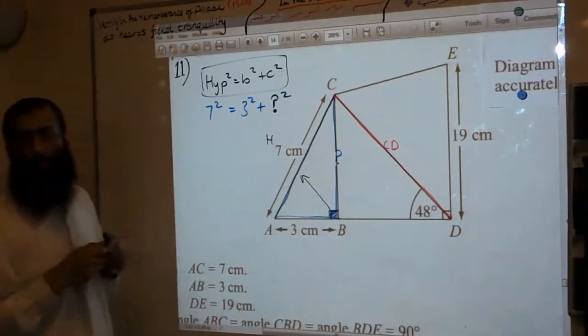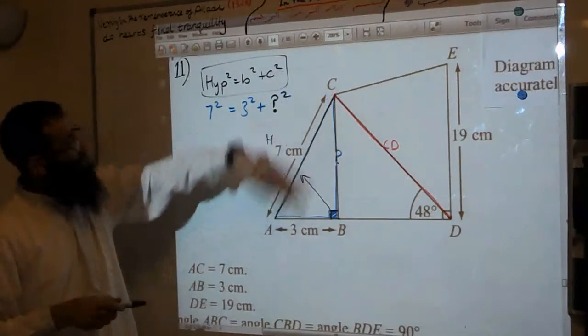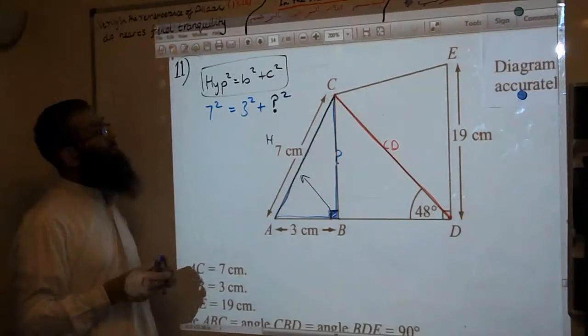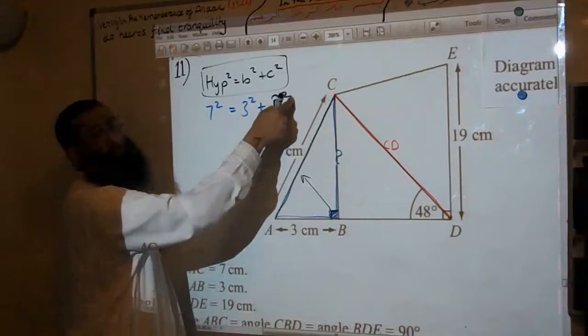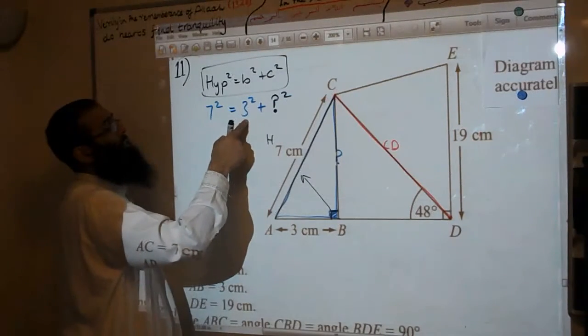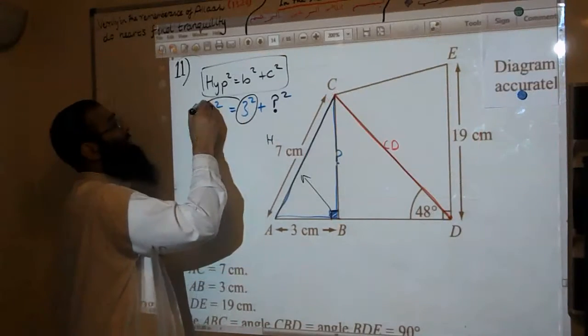Okay, the question mark, okay? You happy with that, folks? We're going to work out that question mark, that height there instead of BC. Now, how do we work that out? So the question mark's been squared and been added to 3 squared. First action, second action. So the opposite of adding 3 squared is? Minus.